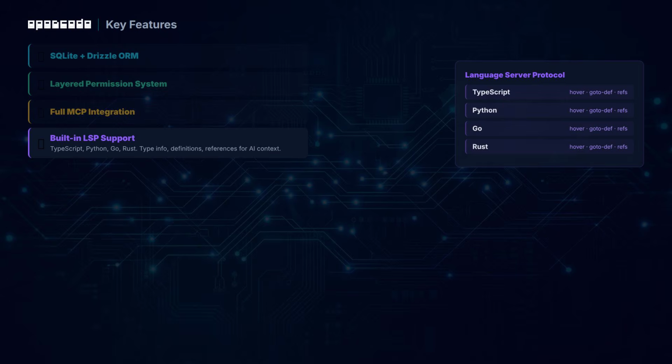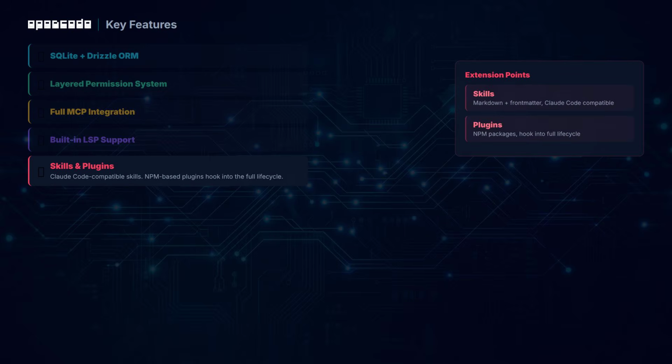OpenCode can spin up language server protocol servers for TypeScript, Python, Go, Rust, and other languages. This gives the AI model access to real code intelligence like hover information, go-to definition, and symbol references rather than relying purely on text pattern matching. It's a subtle but meaningful advantage for code understanding accuracy.